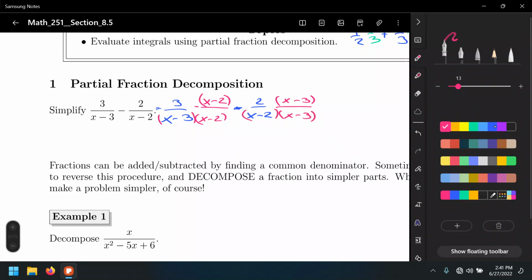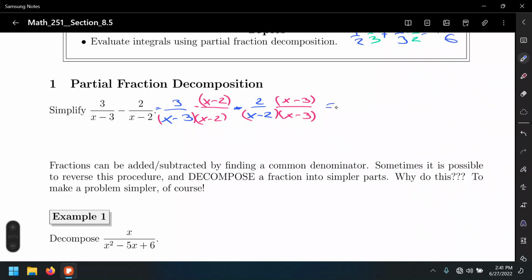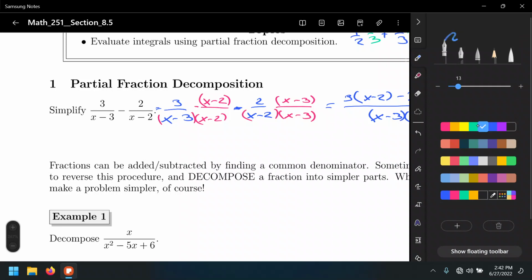Alright, so now that we have the same denominator, we may write x minus 3, x minus 2, or in any order, that's fine. Ultimately, it's multiplication. 2 times 4 is the same as 4 times 2. And then from here, we're going to end up multiplying across: 3 times x minus 2 minus 2 times x minus 3. So we're done with the denominator. Let's simplify the numerator.